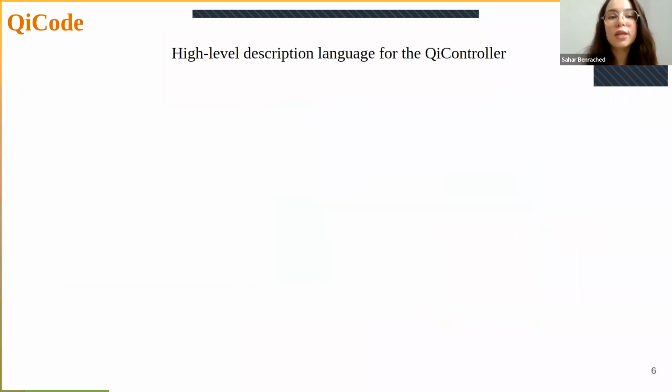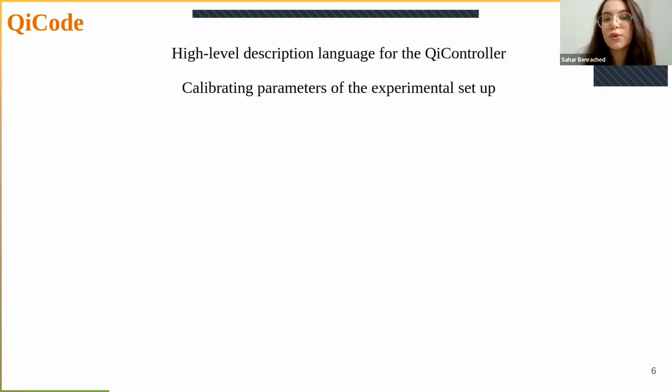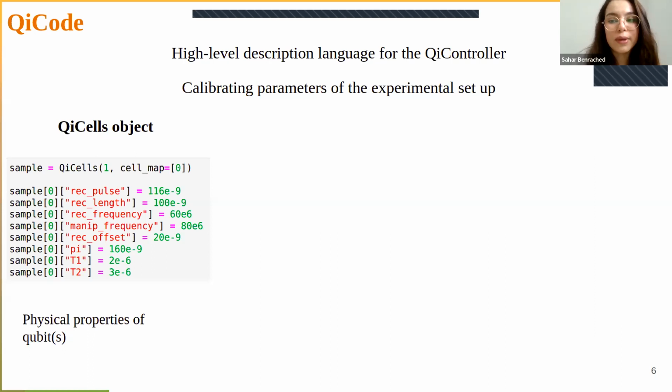So, more on the QiCode. The QiCode is the high-level description language for the QiController. It's also developed at the IPE, and it is mainly advantageous to calibrate parameters of the experimental setup and allow users to program and operate on qubits at a very low level. Starting from the very beginning, it's interesting to see that the QiCode uses objects that we call QiCells, where we can store the qubit properties. This can, of course, include the frequency of the qubit and parameters such as the decoherence parameters.